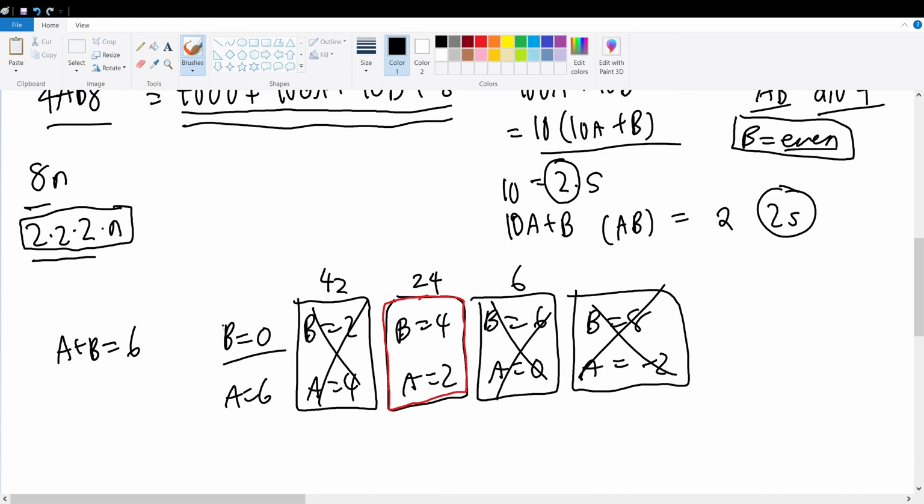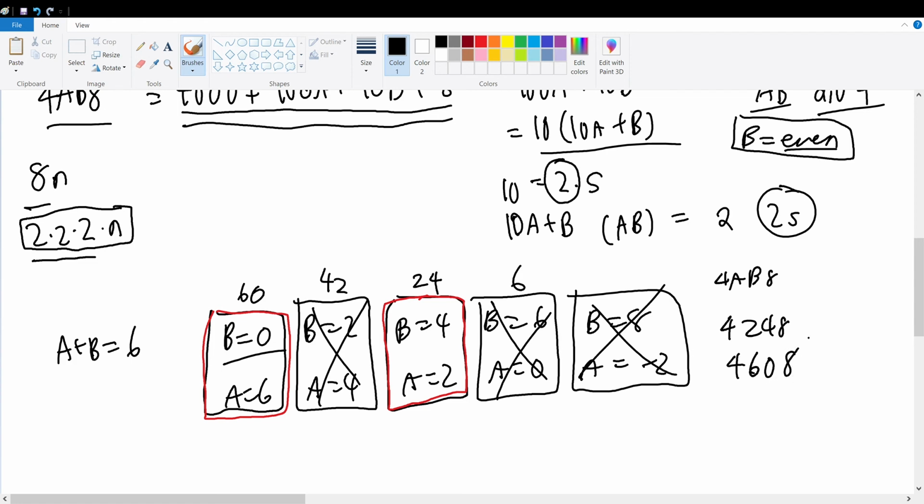And what about the number 60? Well, the number 60 has its digits summed to 6 and is indeed divisible by 4. Hence, this is a scenario that works. So let's box that up. And now we have the numbers from this scenario, which is in the form of 4AB8. So this number is 4248 or 4608.